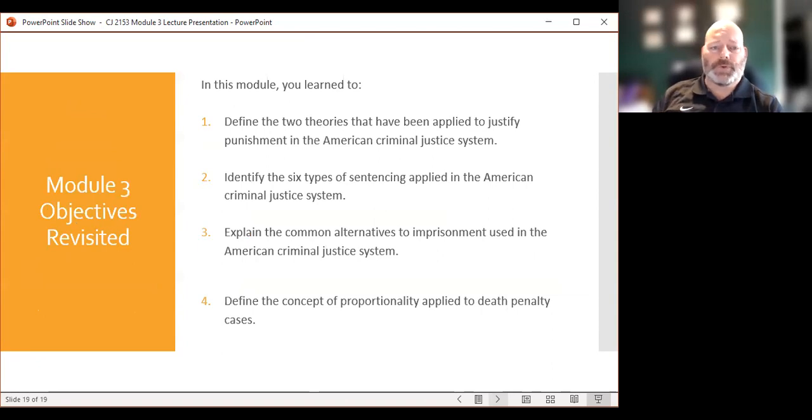So in this module, you learn to define the 2 theories that have been applied to justify punishment in our criminal justice system, identify the 6 types of sentencing applied in our criminal justice system, explain some common alternatives to imprisonment, and define the concept of proportionality applied to death penalty cases.